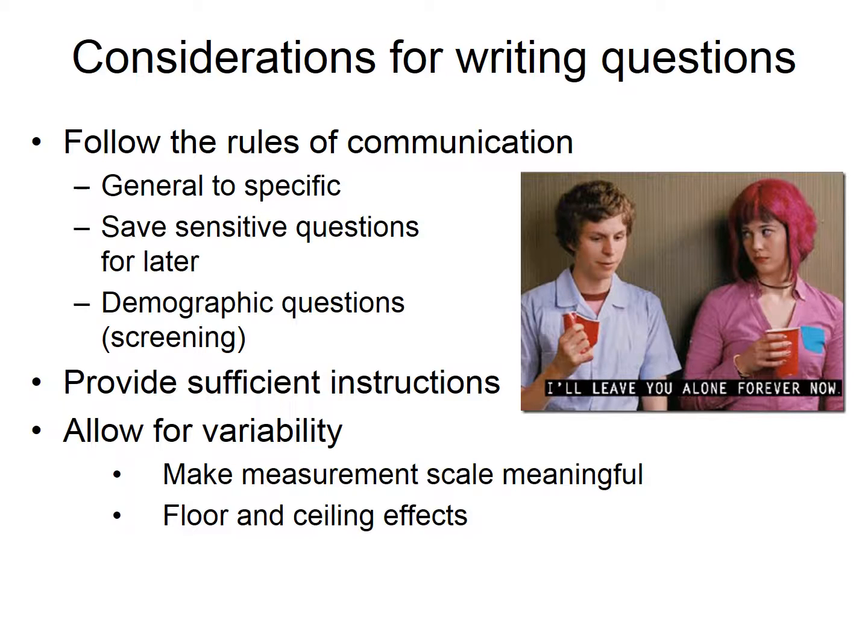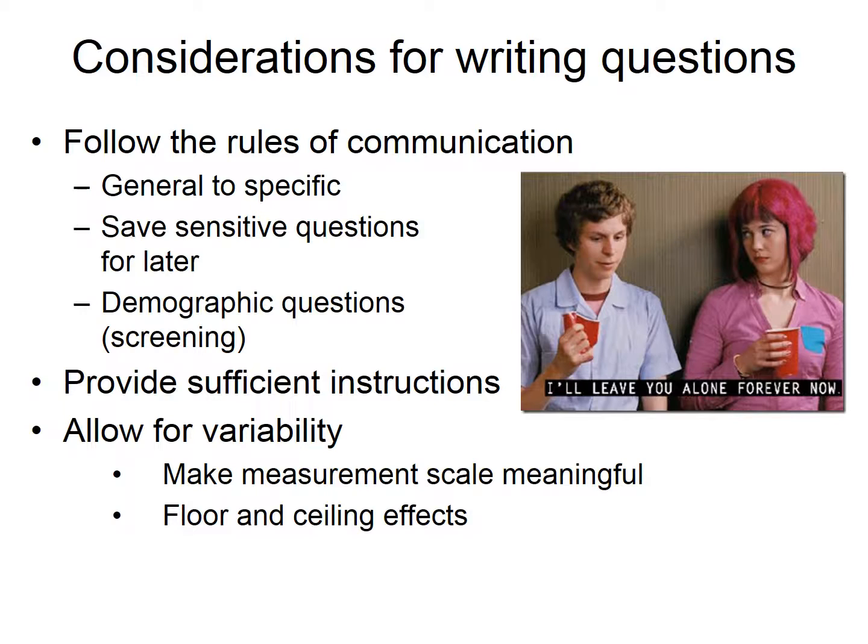You can actually set up online surveys to where people are only allowed to choose one option, so that's easier. You also want to make sure that you allow for variability. So basically, again, this is making the assumption that you're asking questions that have a continuous response, or multiple responses.